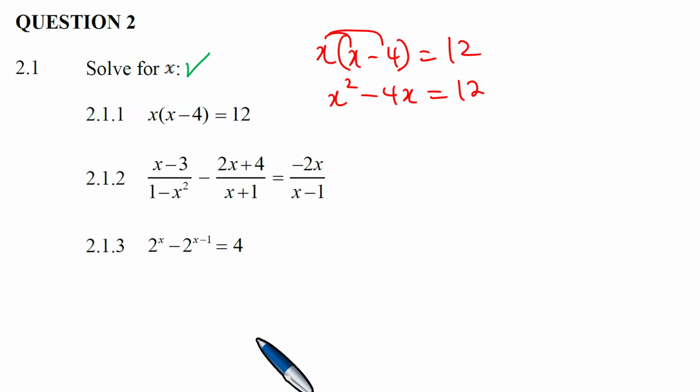Okay, so we have this x squared minus 4x, and then we can move the 12 to the other side, and the 12 attains a negative sign. Okay, so what do we do next?